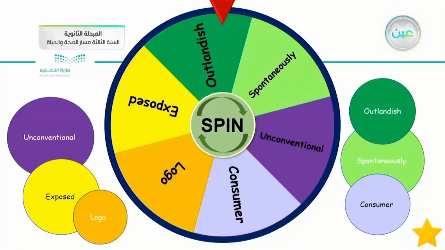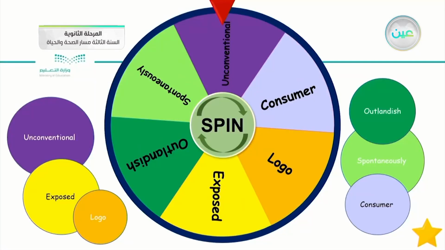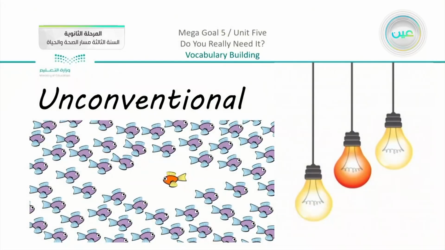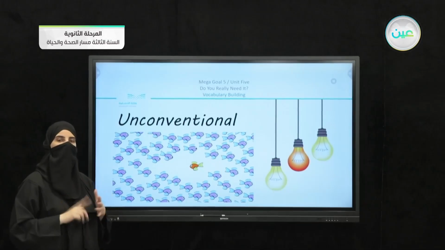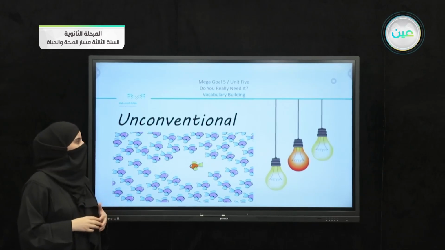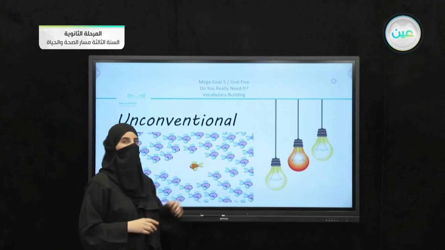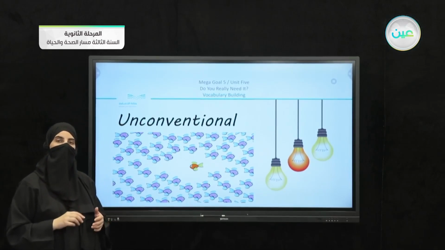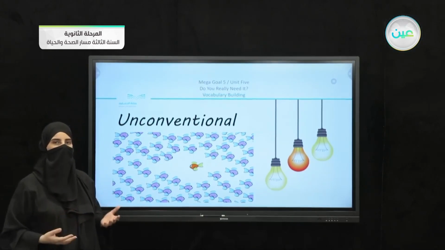Now moving on with our lesson, we can stop also and choose the word unconventional. You can see that these are lots of fish. They are going together. They are the same color, but one is totally different. It is a different color and also going a different way. We can see also that we have these three light bulbs, and the one in the middle is different. So here, why didn't I say that's just different? Now we're going to see the meaning of unconventional.